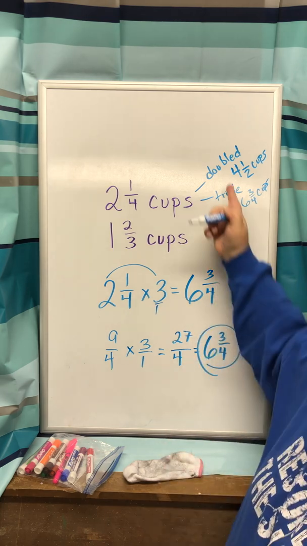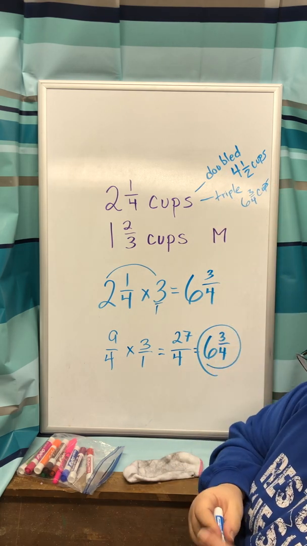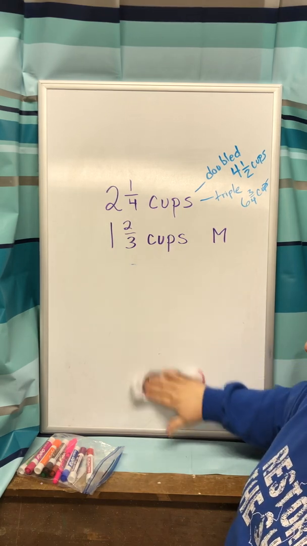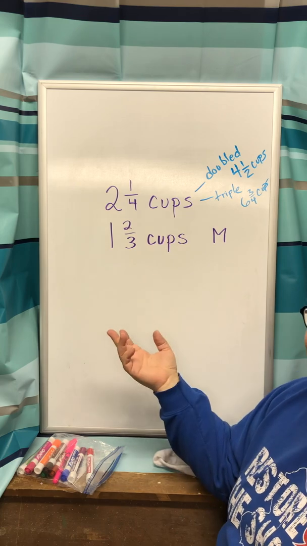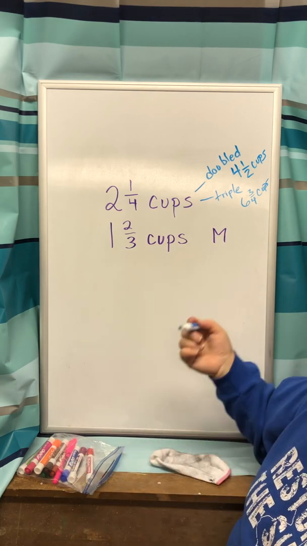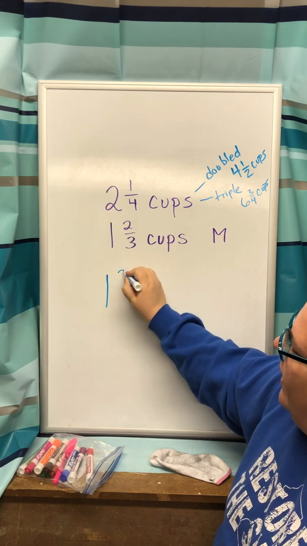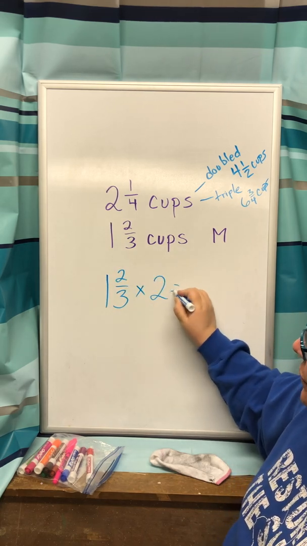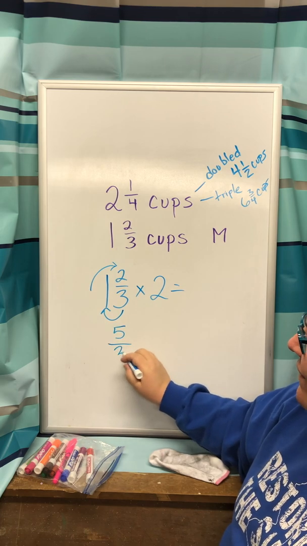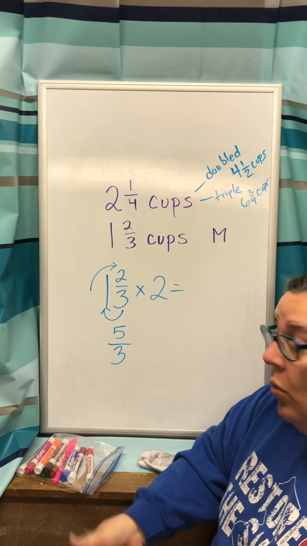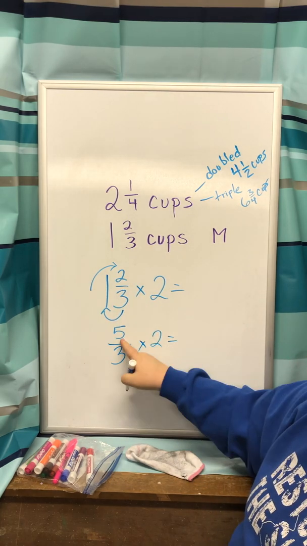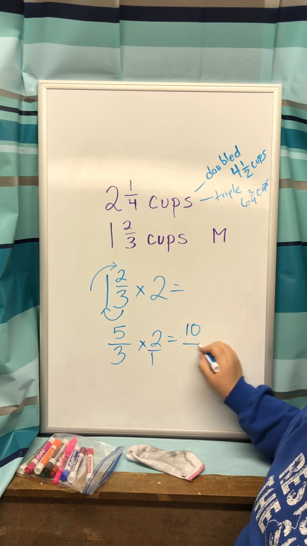Okay, so my doubled answer is 4 1/2, my tripled answer is 6 3/4. They want us to do the same thing now with the milk. So you might be able to just look at the milk and say, okay, if I double it, 1 doubled is 2, 2/3 doubled is 4/3, and then we're going to just simplify. So if I do 1 2/3 times 2, improper, 3 times 1 plus 2 gives me 5/3. Again, 3/3 makes 1 whole, so I have 1, that's 3/3, plus 2, 5/3, times 2, 5 times 2, 10, 3 times 1, 3.